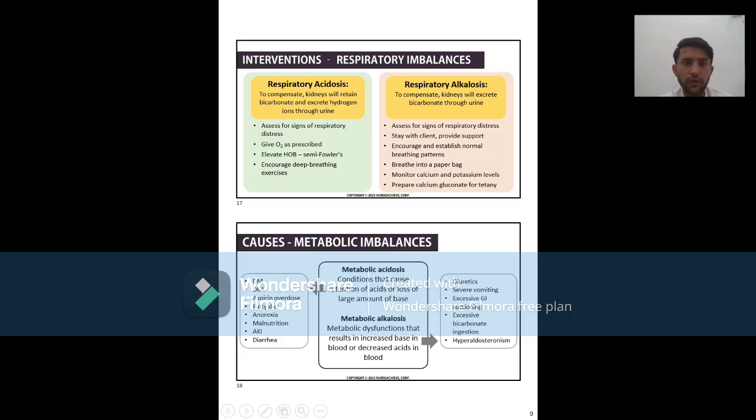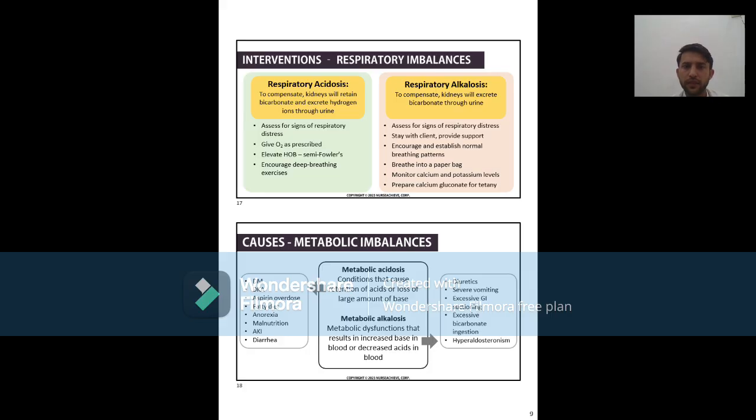If we talk about metabolic acidosis, we have the condition of diabetes mellitus and diabetic ketoacidosis. It is caused by a severe lack of insulin, which forces the body to burn fat for fuel instead of glucose. The rapid fat breakdown releases massive amounts of acidic ketone bodies into the bloodstream.